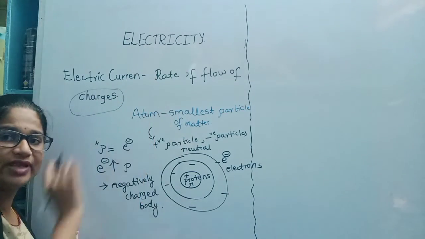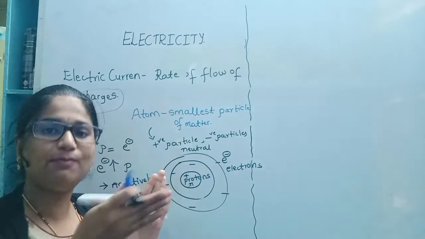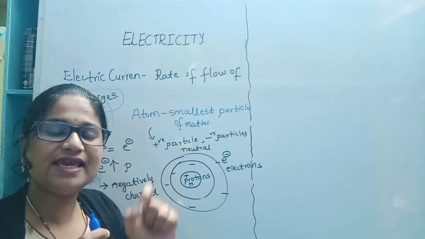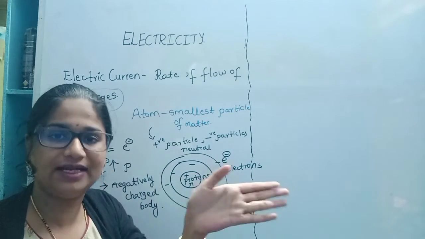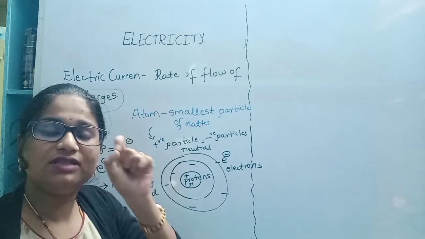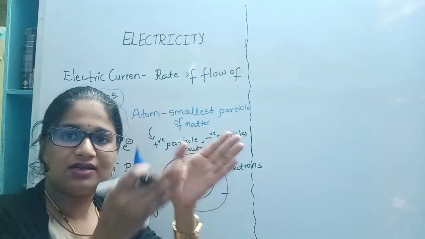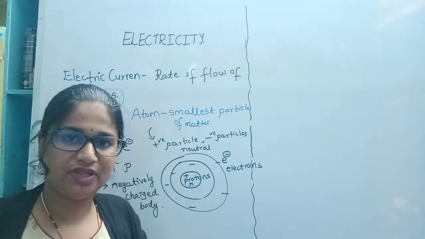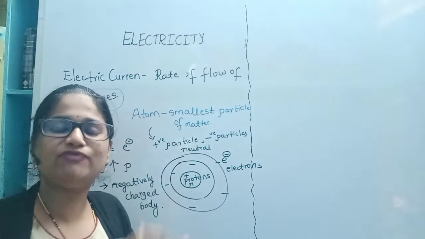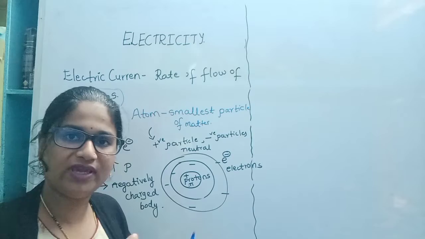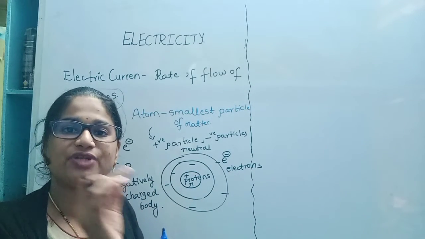What is this rate? It is the number of charges moving inside the body. Here we can consider it as a conductor. Anything which allows the current is called a conductor. So the number of charges moving inside the conductor in a particular time, we can say per unit time, is called current. For example, for 2 seconds these many charges are moving, for 4 seconds these many charges are moving. That is called electric current.